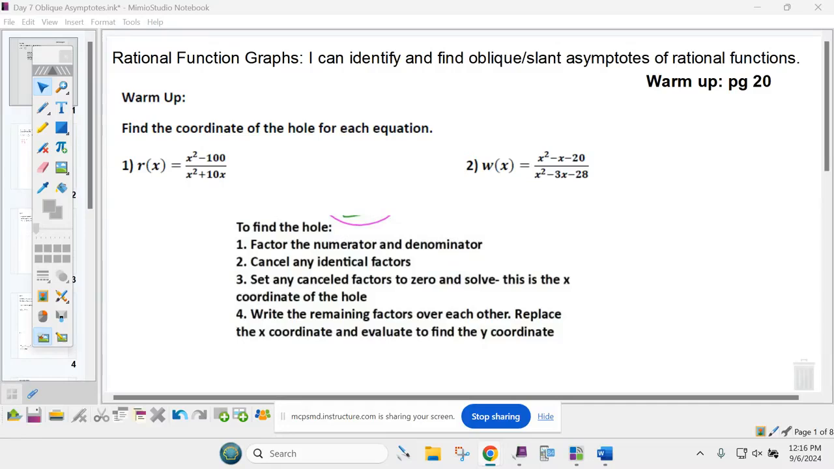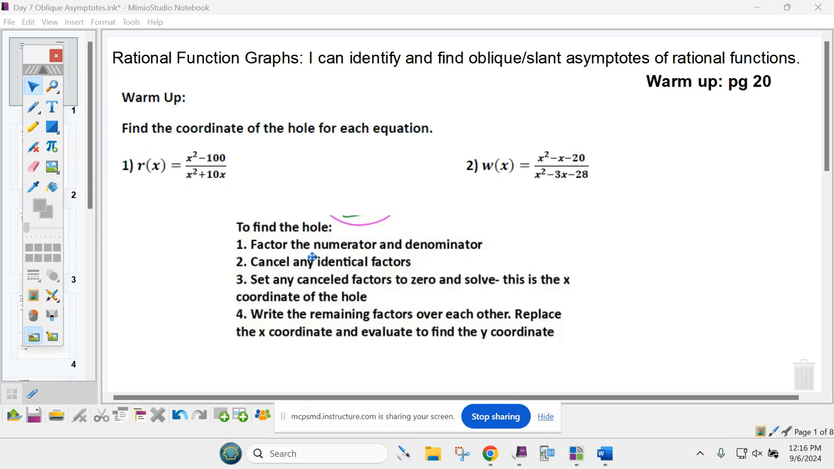Turn to page 20 in your packet and try the warm up now. Pause the video while you try these two problems.